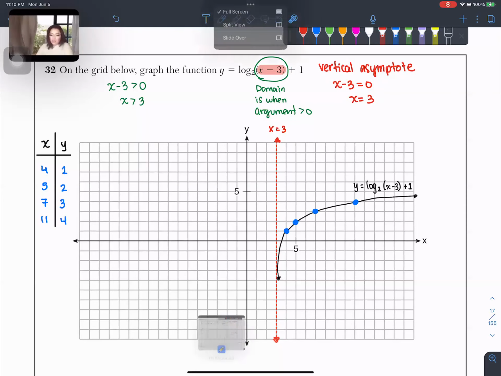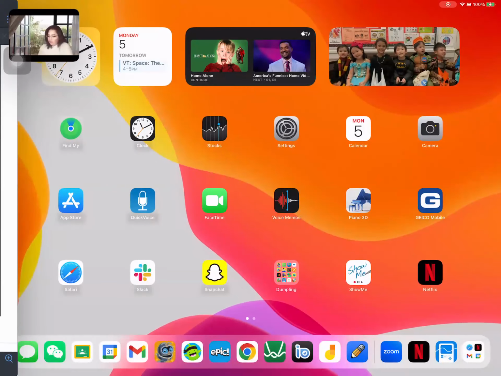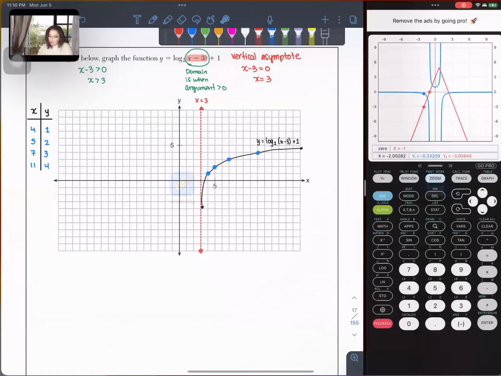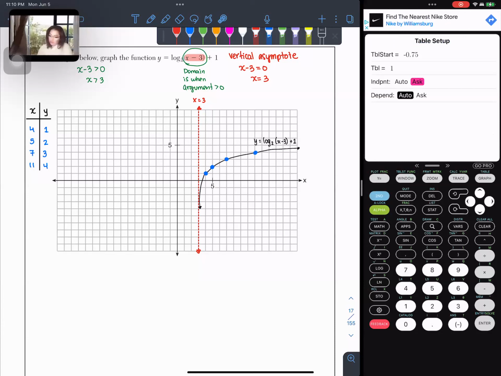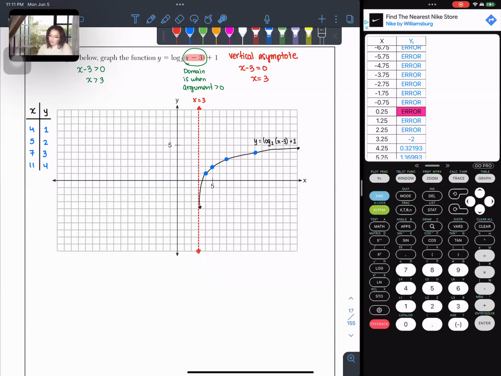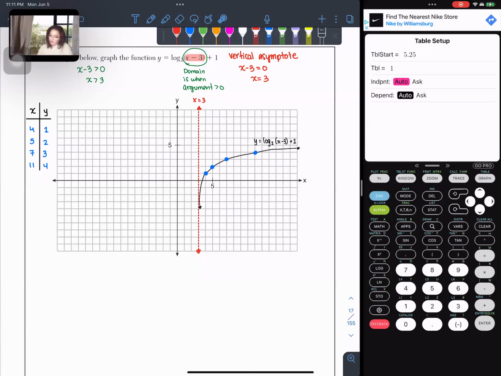Honestly, when you go into your calculator, this is how you're going to save time. You're going to go on your calculator, go to y equals, and I'm just going to clear these functions. So log of x minus 3, close it, divided by log of 2. I'm using the change of base formula. I'm not going to do ask. I think I'm going to do auto. And yeah, you just scroll through.